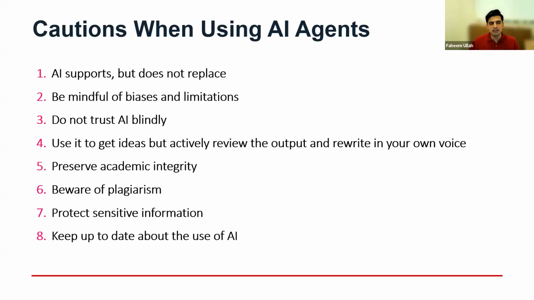So the first one is that AI supports, but it does not replace. As a researcher, you have to be there. You can't put everything on the shoulder of an AI, because in that case, you're not learning anything, right? You're not growing as a researcher. So you need to use AI where it does not significantly hit your learning curve. As I mentioned, during literature review, for example, there are many tasks that are repetitive in nature, so those kinds of tasks can be automated to AI.